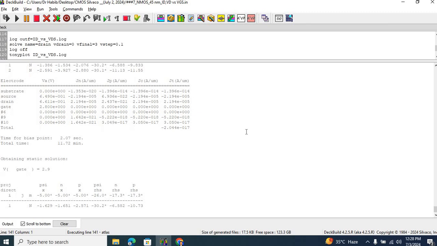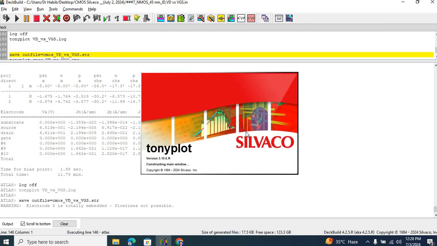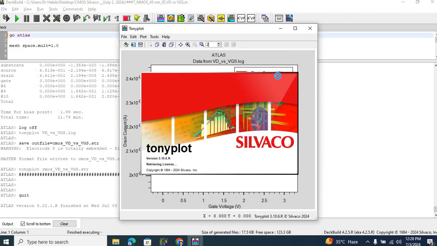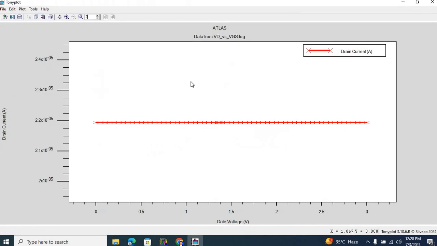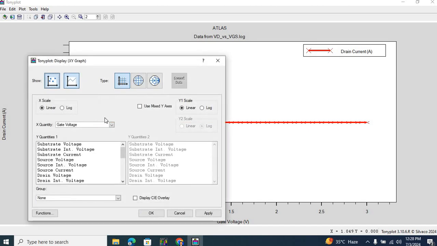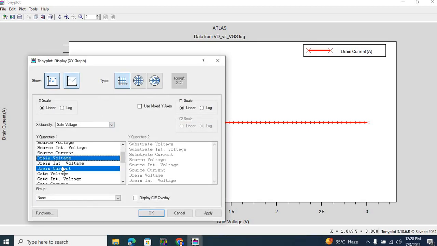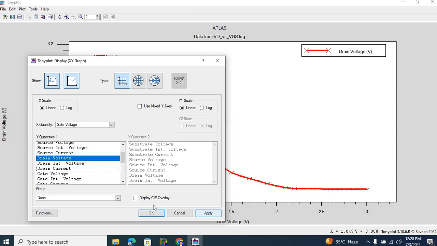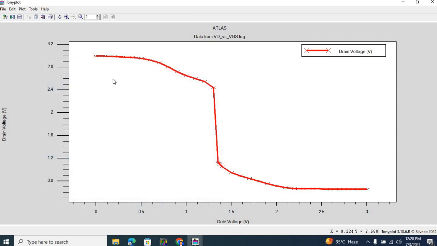We are almost there. Okay, we want to look at VD versus VGS characteristics of this structure. So here is the drain voltage versus gate voltage, or you can say output versus input voltage, or you can say the voltage transfer characteristic of the inverter.